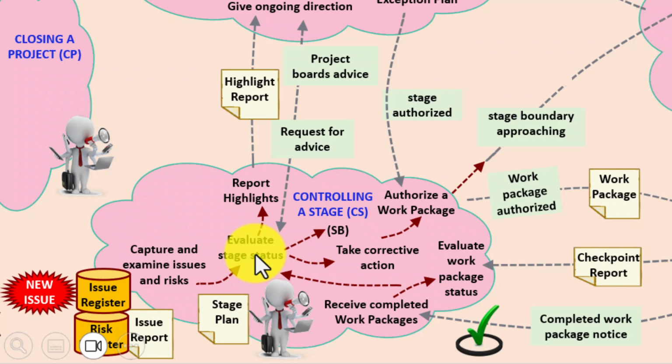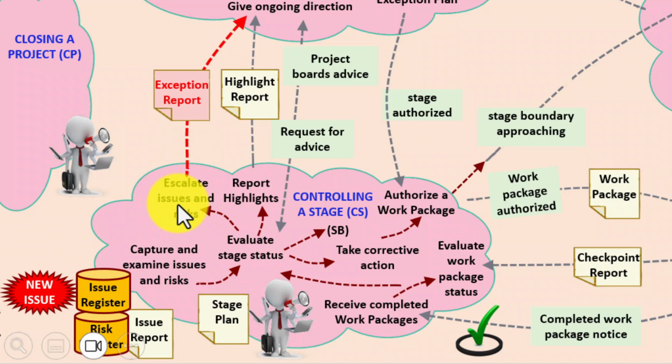And based on that, it may well be that this new issue means that we can take corrective action and all is well and good, and we just inform the project manager of what needed to be done in the next highlight report. But suppose that in evaluating stage status, we can see in the analysis that this issue or risk will blow stage and maybe project tolerance, in which case, emanating from this, we need to use an activity called escalate issues and risks. And in essence, this means raising an exception report, which the project manager will send to the project board via the activity give ongoing direction. Now, let's be clear.